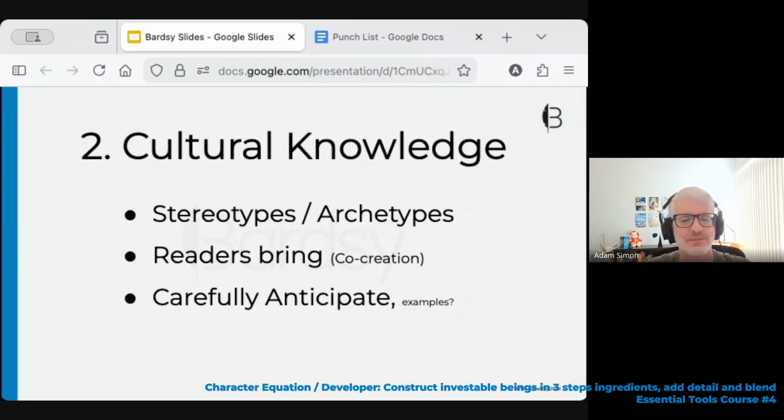So the point of this exercise is you're building the core of the character, and then you're making sure that core spins up a matching simulation in the reader's mind so that they can start that foundation for getting to know and empathize with the character.